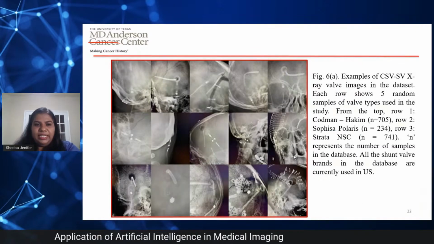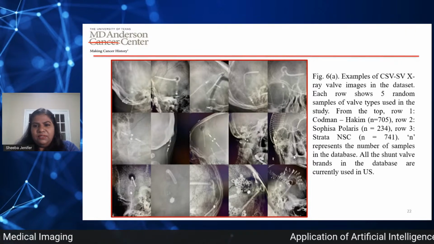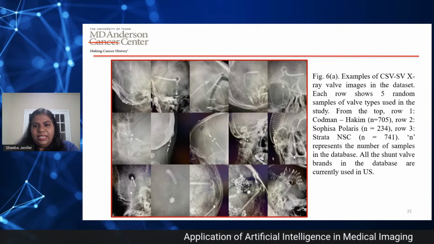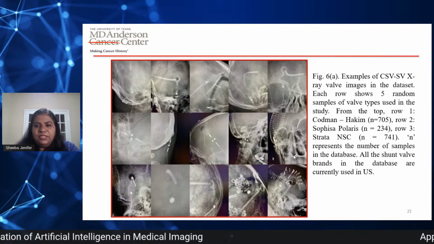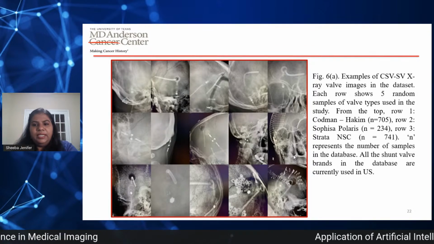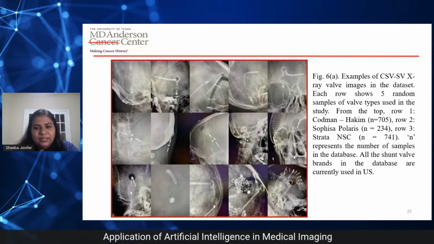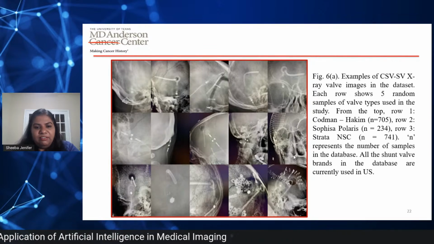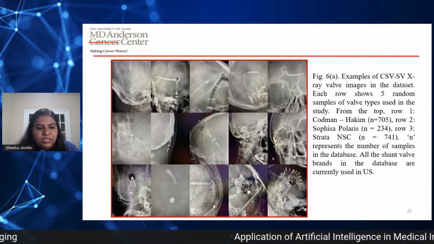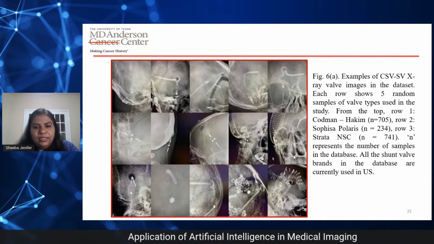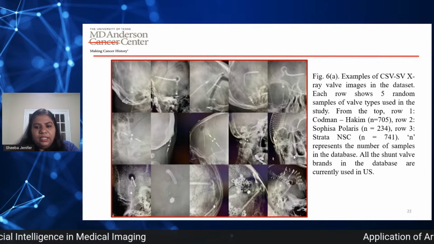Okay, so this is some of the database, different types of shunt valves. You can see examples of CSF shunt valve X-ray images in the data set. Each row shows 5 random types of valves. The first row is the Codman Hakim, which is a kind of shunt valve. Row 2 is a Sophysa Polaris. And the third row is a Strata NSC. So these are the names of different shunt valves. Now you can see this is an X-ray of the patient's head or the brain, showing the implant inside the brain. All these brands are currently used in the US.